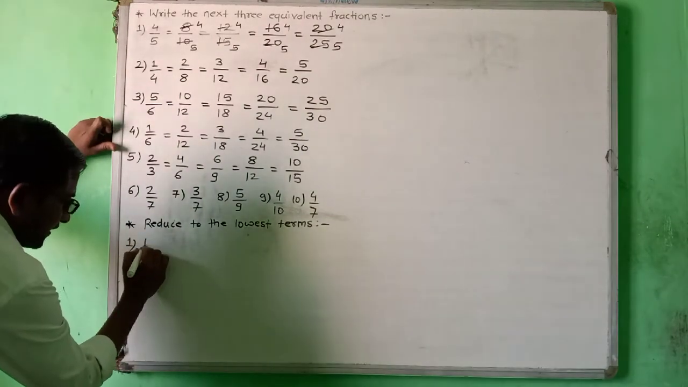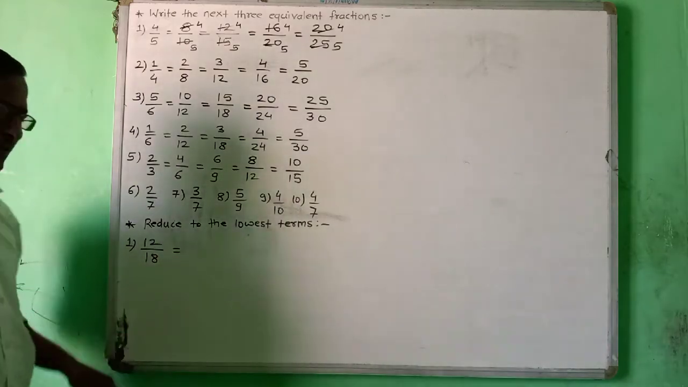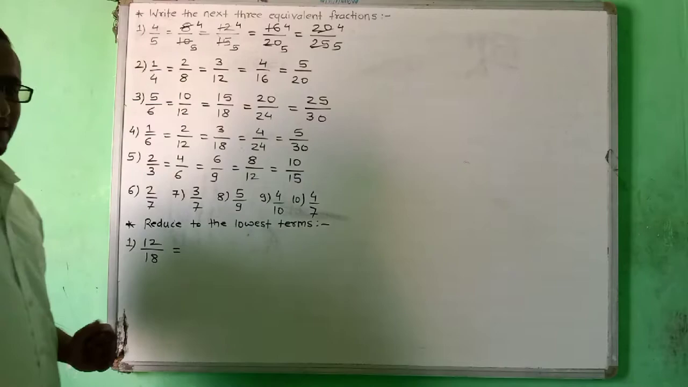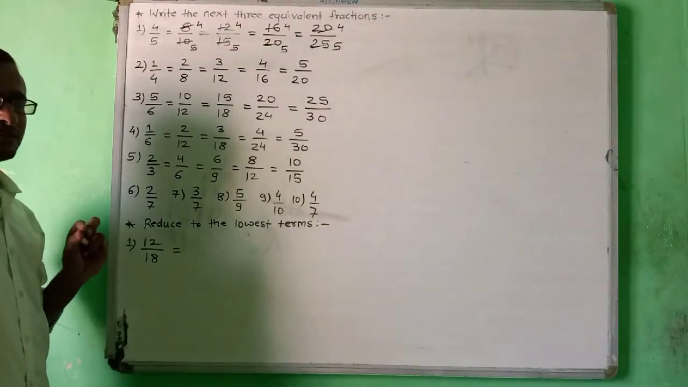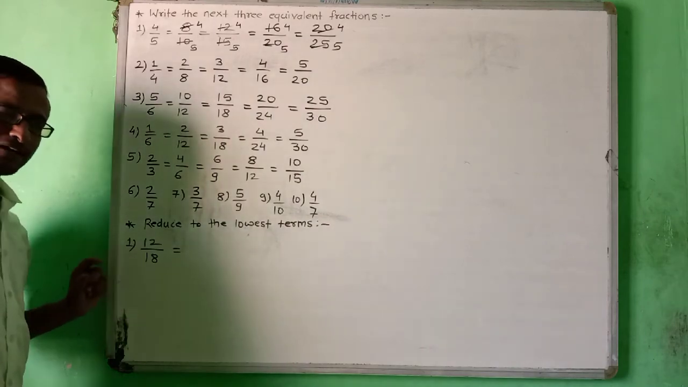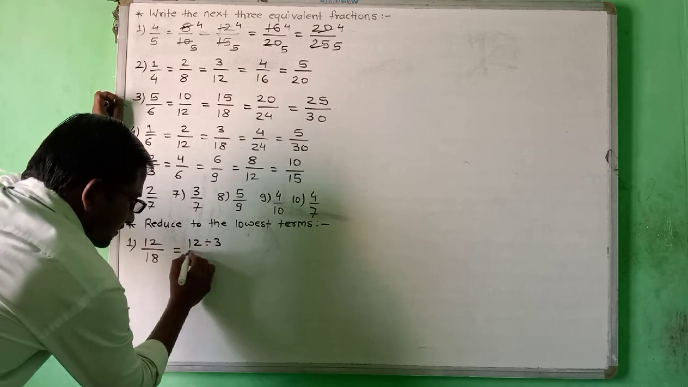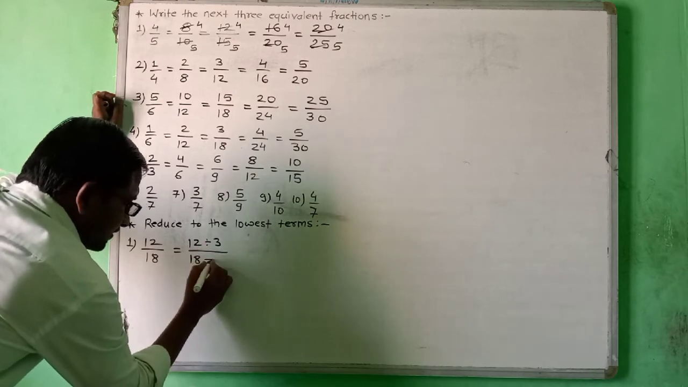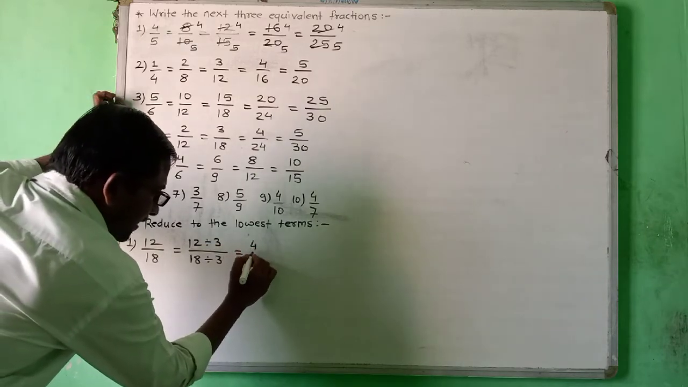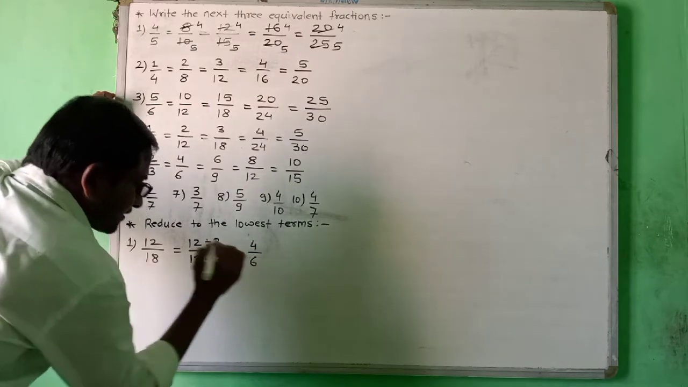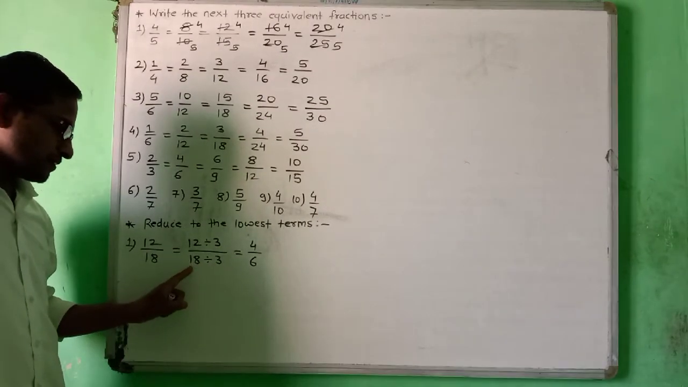12 upon 18 is equal to. So see here, 12 and 18 are present in the table of 2 or 3. So you divide by the highest number, 3. You divide by 3. So 12 divided by 3, then 18 divided by 3. Then we get the answer: 3 4s are 12, 3 6s are 18.